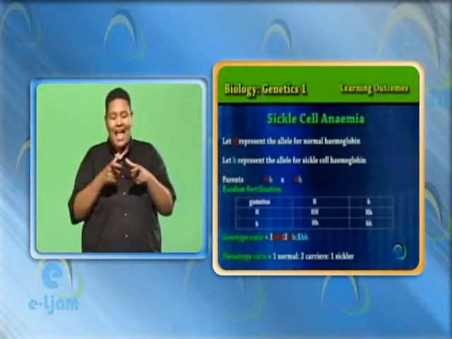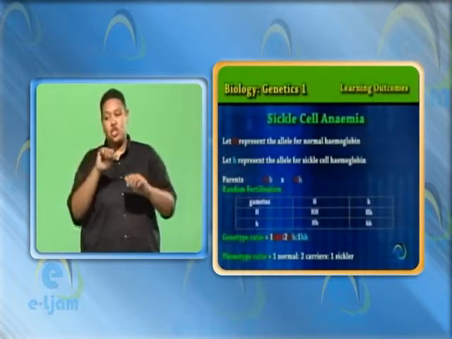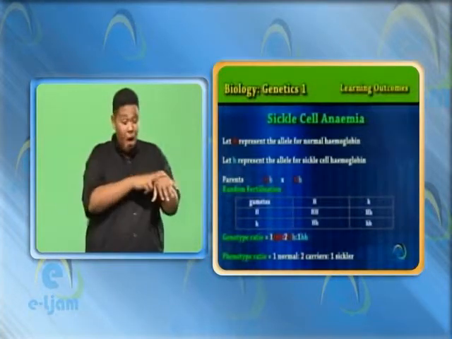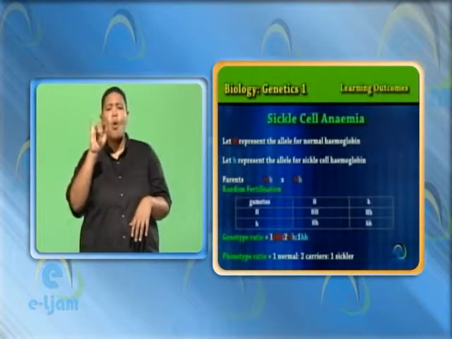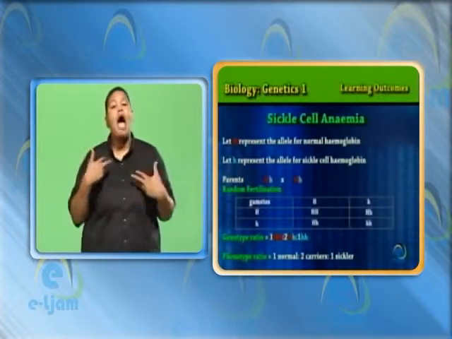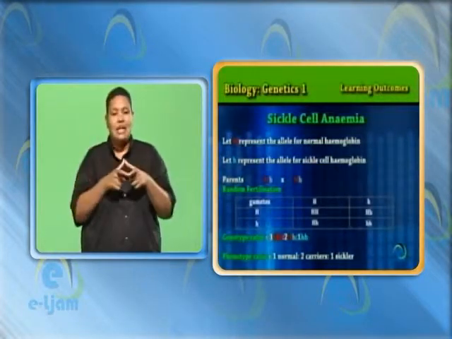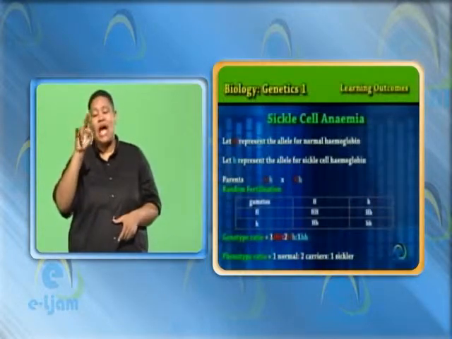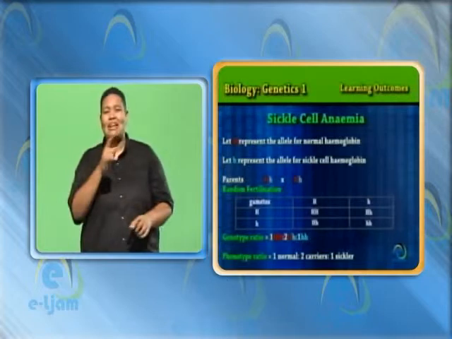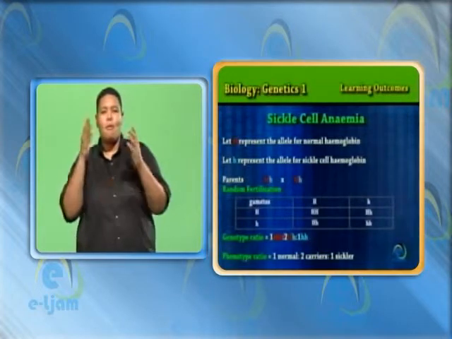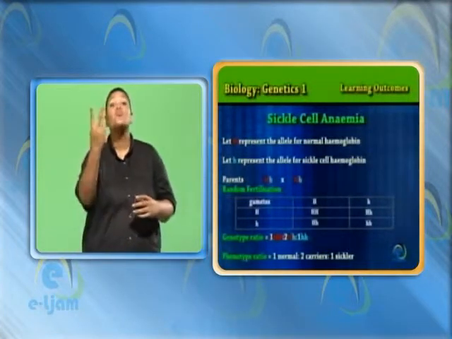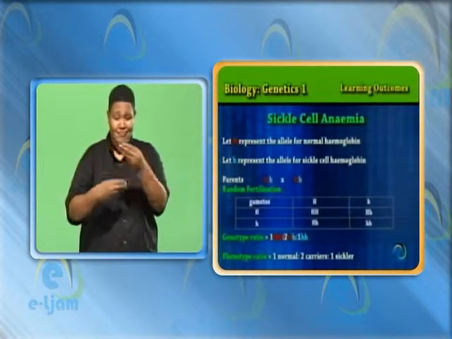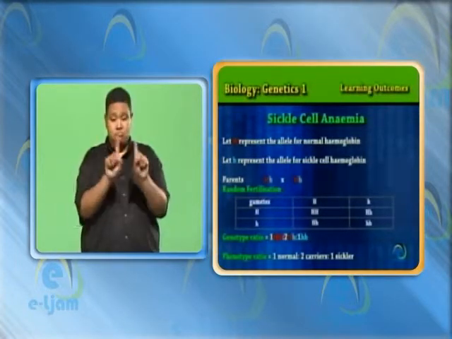In this case, individuals who carry one allele for normal hemoglobin and one for sickle cell hemoglobin are carriers and are said to have the sickle cell trait. Individuals who are heterozygous for the sickle cell allele are generally indistinguishable from normal persons. If two persons with sickle cell trait have children, there is a 1 in 4 chance that their child may have the disorder.